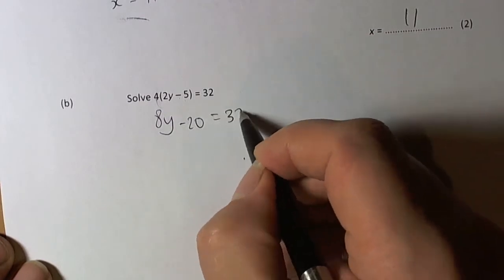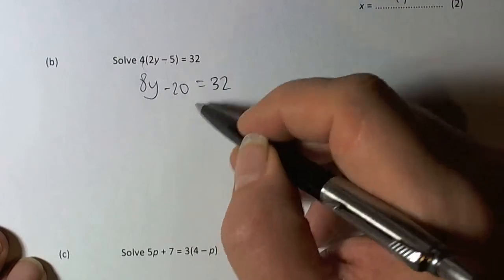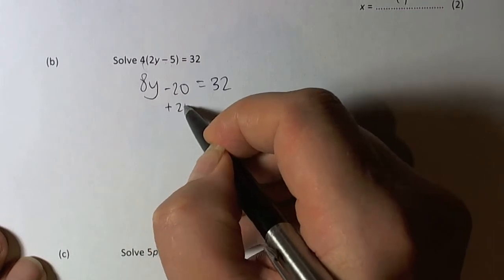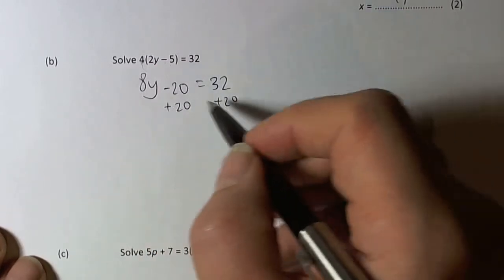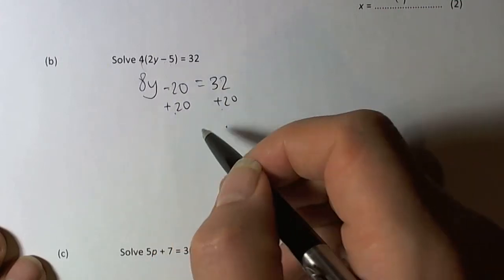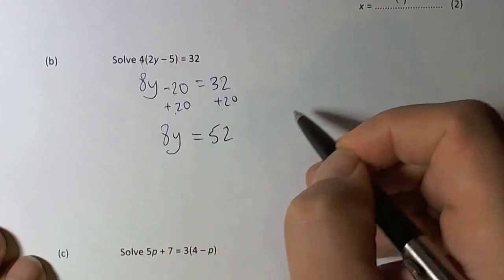And that equals 32. And just like the last example, we then do the opposite operations to leave us with y on its own. So add 20 to both sides, because that's the term without the letter in. Deal with that first. So negative 20 plus 20 is 0, but we've got to do add 20 to the other side as well to make it fair. So we're left with 8y's are going to be worth 52.